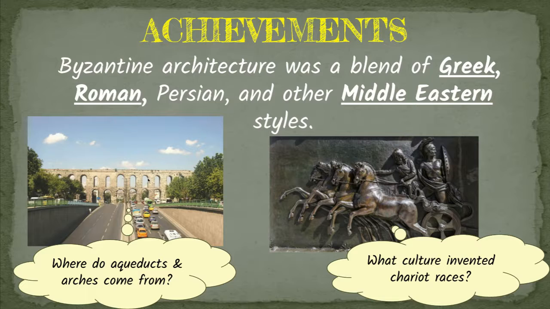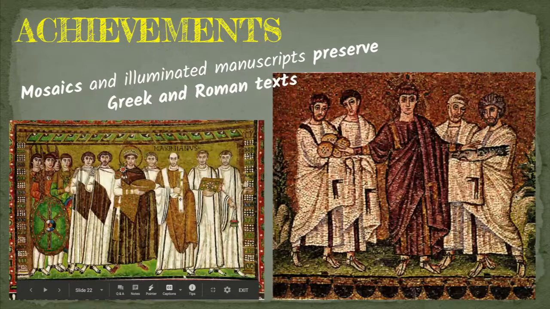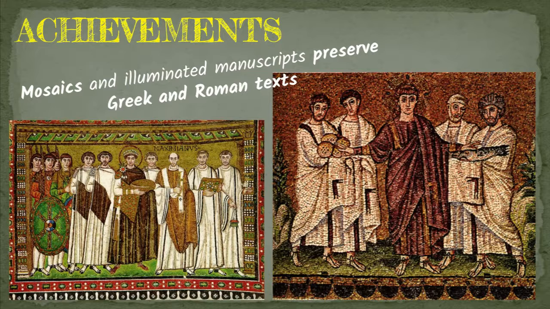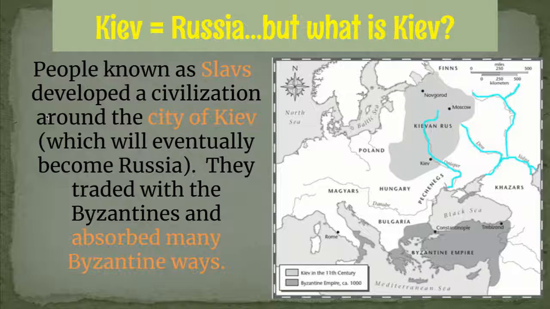Right? So here is a massive aqueduct. Do you remember where the aqueducts come from? But this is still standing today. As you can see, modern day cars drive through this aqueduct that was built over 1,000 years ago. Do you remember what civilization invented chariot races? And like I said, blending of all these older ideas. So Greeks and Romans had made mosaics, and the Byzantines improve upon those. And they basically preserve the Greek and Roman texts so that they're there for future use. They keep these documents alive so that history can be learned.